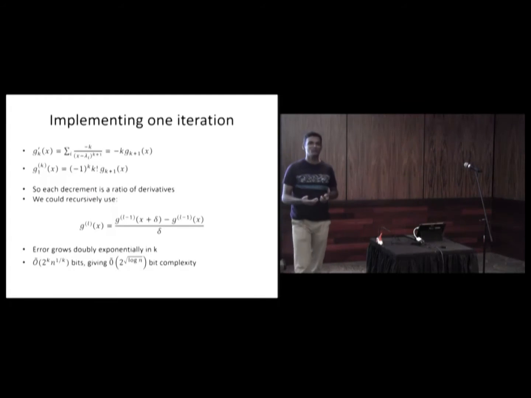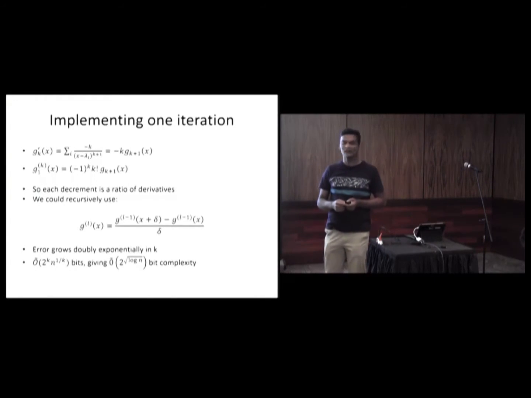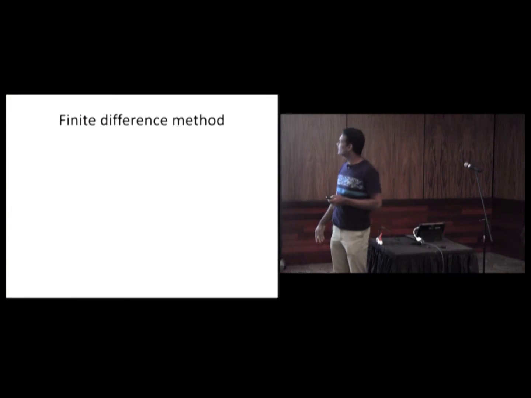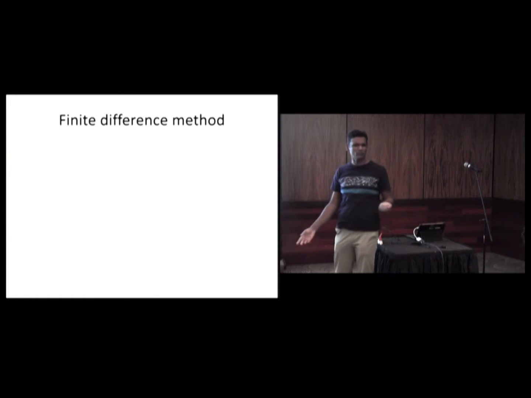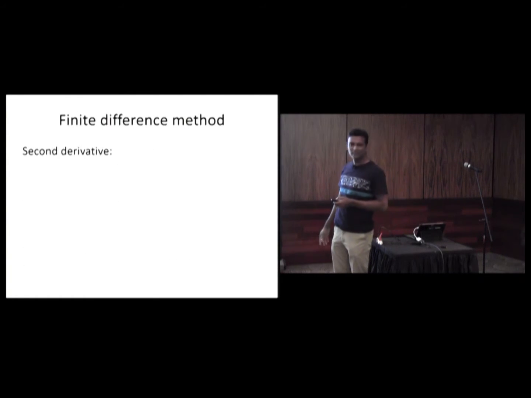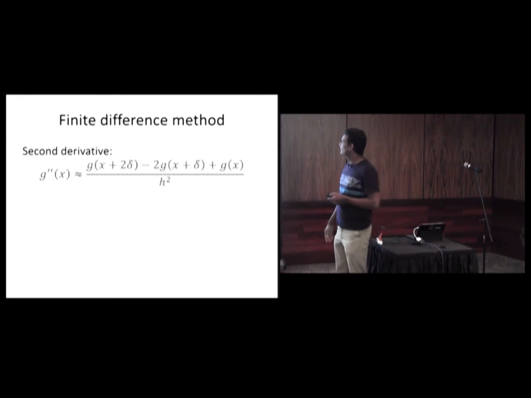And by choosing k equals square root log n, there's an entire conference for this number, you get O tilde 2 to the square root log n. Okay? Fortunately, this is not the best you can do. We use what's called the finite difference method, which I believe also Newton came up with. At least it was one of the people who came up with it.